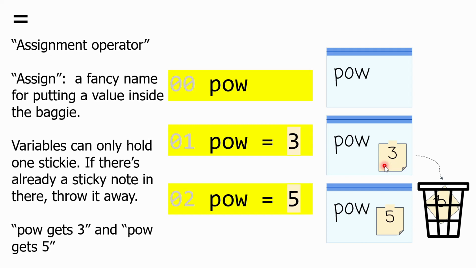Now here's the problem with this. POW does not remember it had the value of 3. All he remembers is that his value is 5. So once you throw away or replace the value inside of a variable, you can never get back the old value. So that's why when we are using our variables, we're being very careful when we are assigning. But I'm always going to say right here, POW is assigned the value of 3 or POW gets the value of 3. So that way we're changing that idea that that is an equal sign when we are doing our programming.